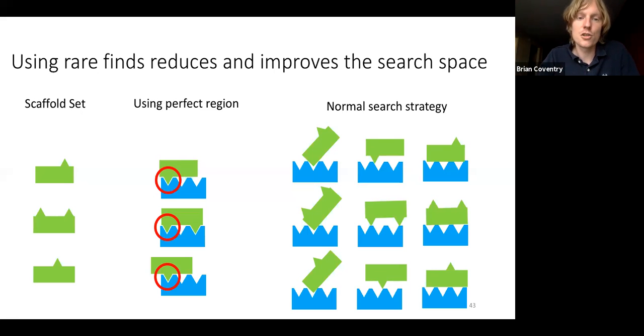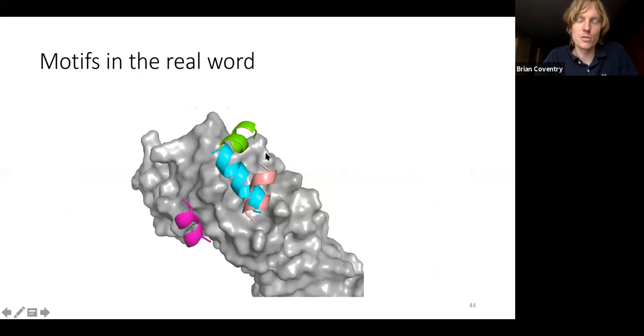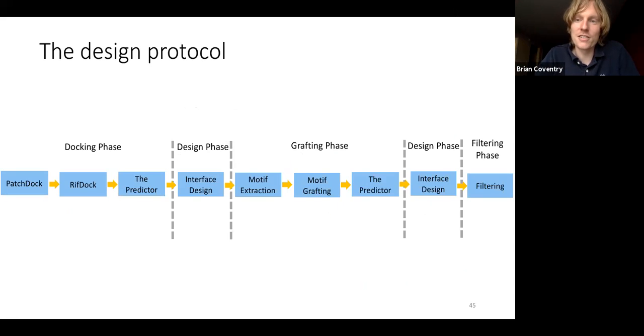And just to show you what these look like in the real world, here's some motifs we extracted. I could have put side chains on these. They have side chains. But yeah, so these are what our motifs look like. They're just parts of helices. And so that gives us our final design protocol, which is way longer.